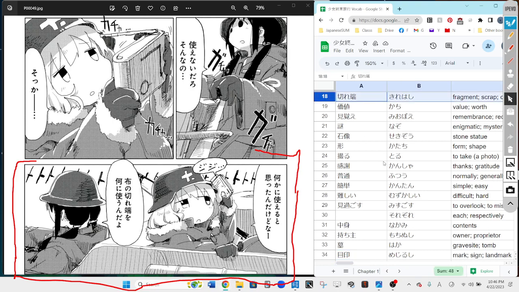Okay. なんかに使えると思ったんだけどな。She's saying なんかに使えると思った。I thought this can be used. This can be somewhat be used. Then the next bubble is that's Nuno kire hashi, kire hashi.